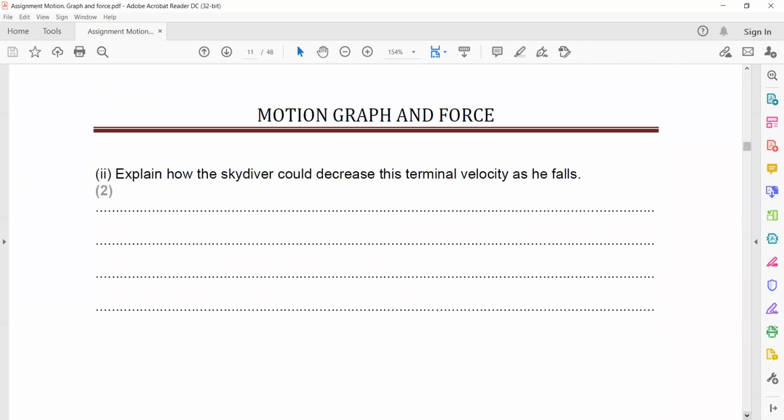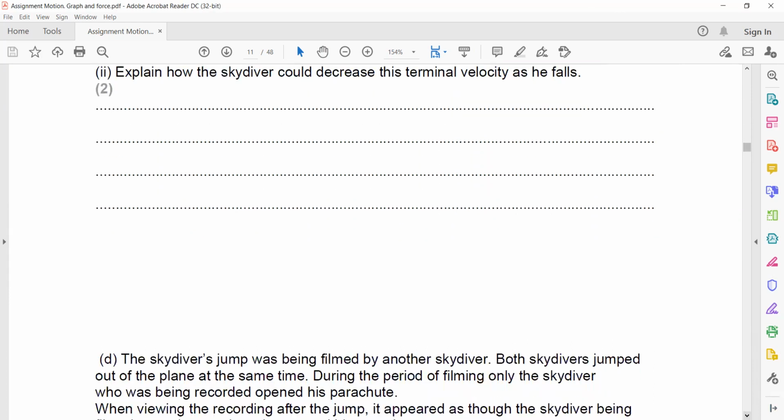How could the skydiver decrease his terminal velocity as he fell? If he wants to decrease his terminal velocity, he should increase the surface area, or he should increase the drag force. So we can mention that increasing the surface area increases the drag force or air resistance, which reduces the terminal velocity.